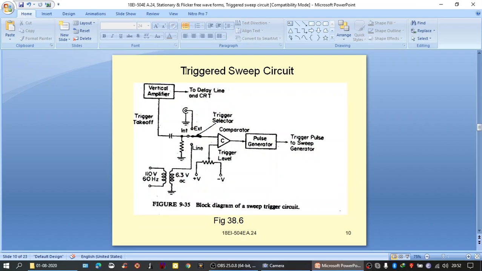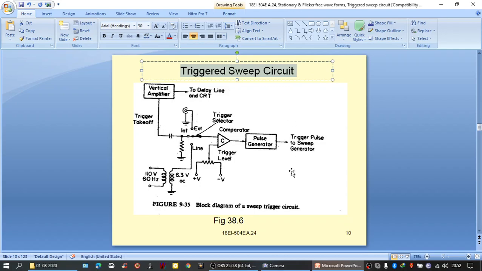Now, what is a triggered sweep? Triggered sweep is a circuit used for blocking the retrace signal. That is one thing. And it is also used to produce trigger pulses whenever we need the trigger pulse. Otherwise, for the remaining period of time, there would be no trigger pulse on the CRO for sweeping the electron beam from left to right.